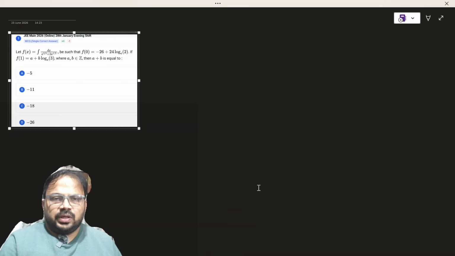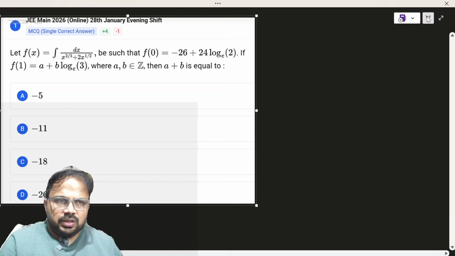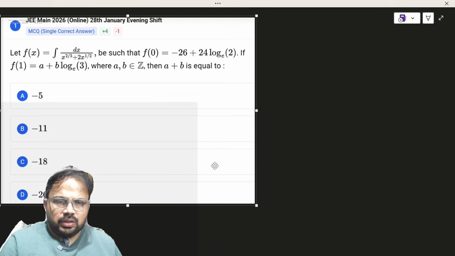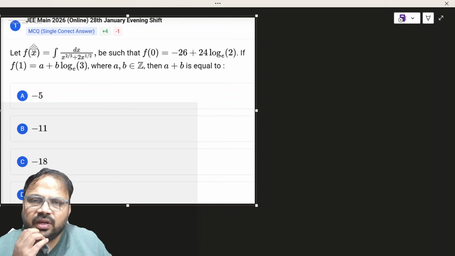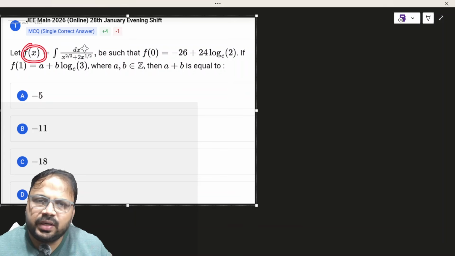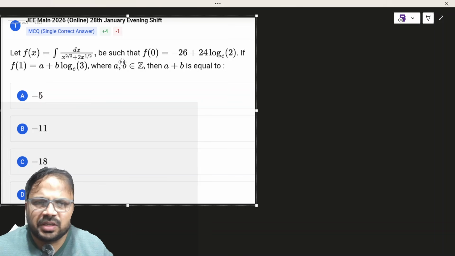Hello, gentlemen. So let's start with a problem, I think this one is JEE 2026. Okay, let's read it carefully. F of x is equal to the integral of some function. Okay, a familiar function which can be done using integration by partial fraction or direct integration or integration by substitution.